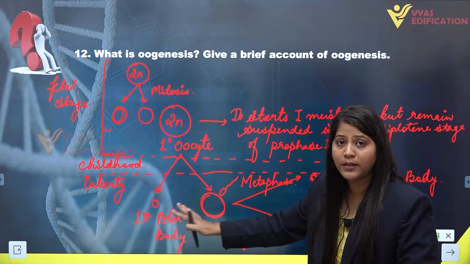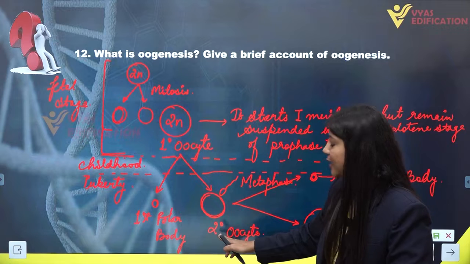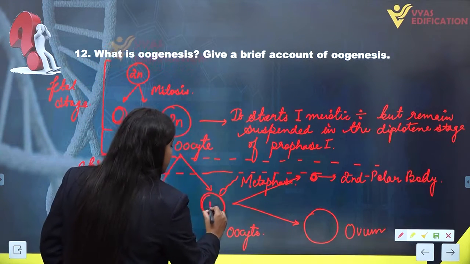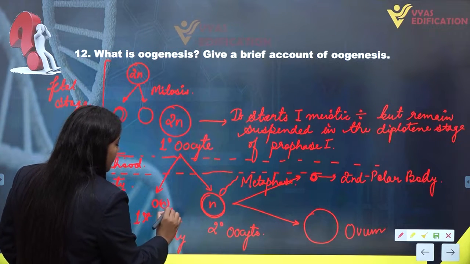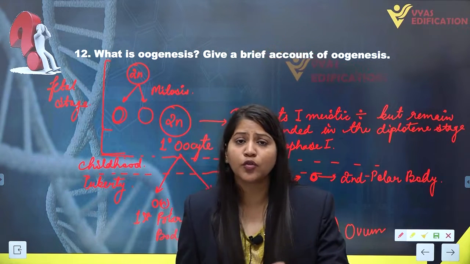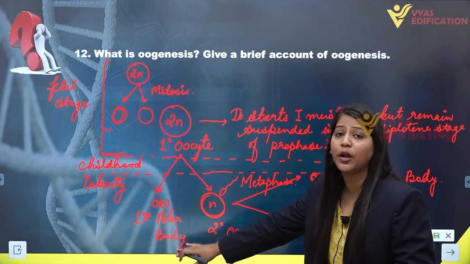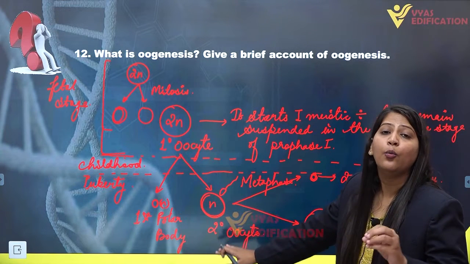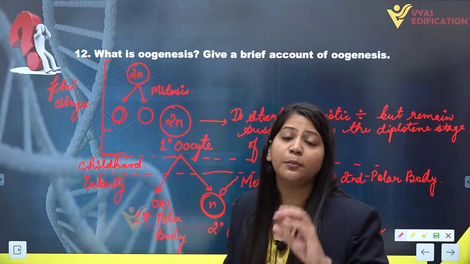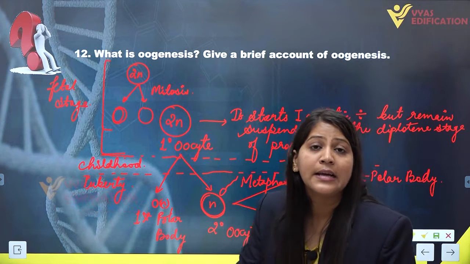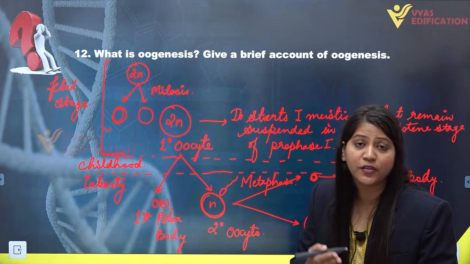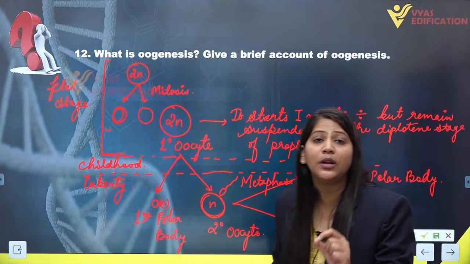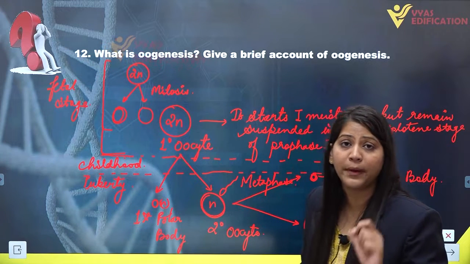These two cells, the first polar body and the secondary oocyte, which are unequal in size, have n chromosomes, that is, they are haploid. So both the first polar body and secondary oocyte are haploid in nature. Then after this, the secondary oocyte will also undergo the second meiotic division but is not capable of completing it, and thus remains suspended in metaphase 2. It will complete meiosis 2 only when it meets the sperm cell inside the fallopian tube.